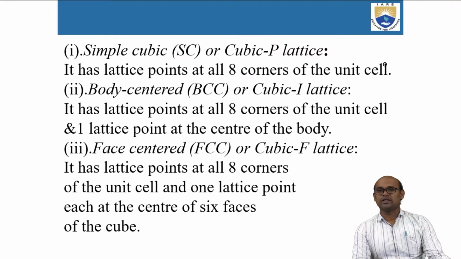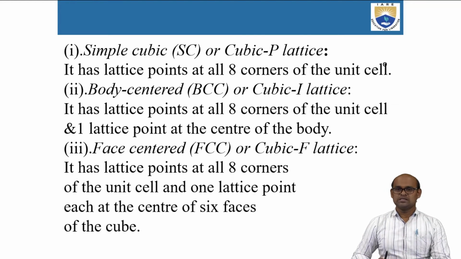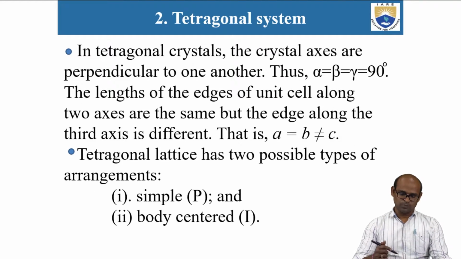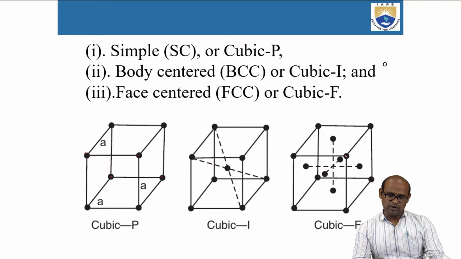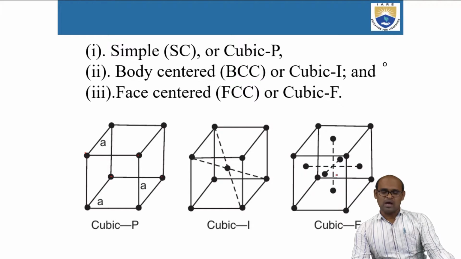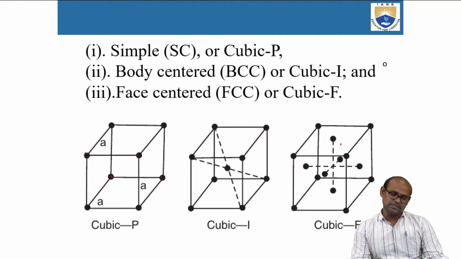Now, face-centered cubic lattice. Face-centered cubic lattice has 8 lattice points at the 8 corners of the unit cell and 1 lattice point each at the center of the 6 faces of the cube. So here, you have 8 lattice points at 8 corners, and apart from this, you have 1 lattice point at the center of each face. So there are 6 faces, so you have 6 lattice points at 6 faces.